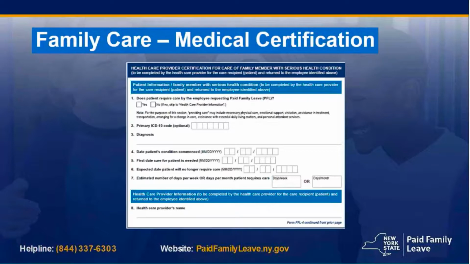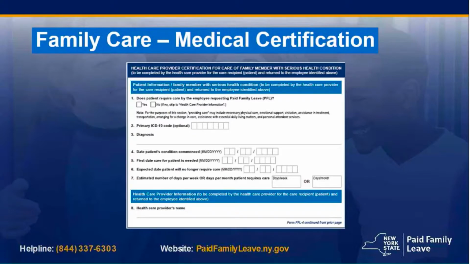Once the healthcare provider receives the release of personal health information, the family member of their patient will provide them with another form titled Healthcare Provider Certification of a Family Member with a Serious Health Condition, Form PFL-4. The family member of the patient must first complete the employee section of Form PFL-4 before giving the form to the patient's healthcare provider to complete.